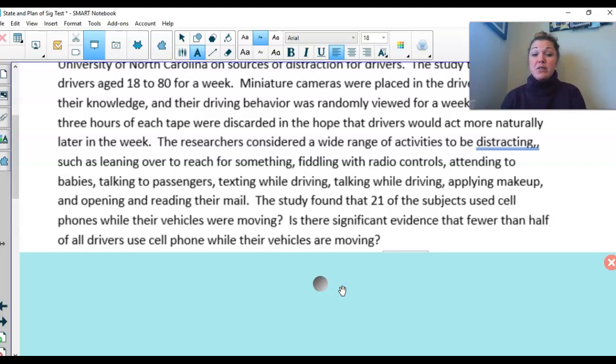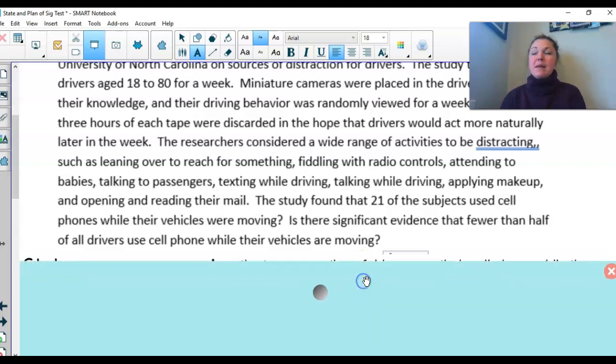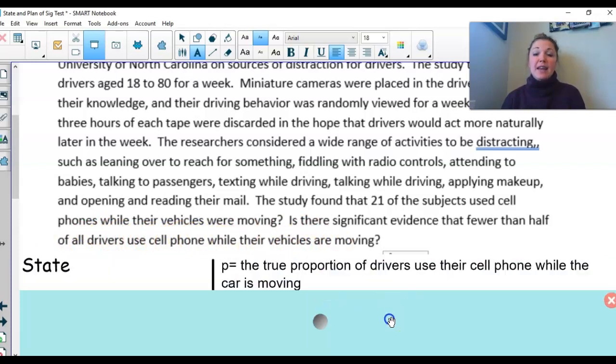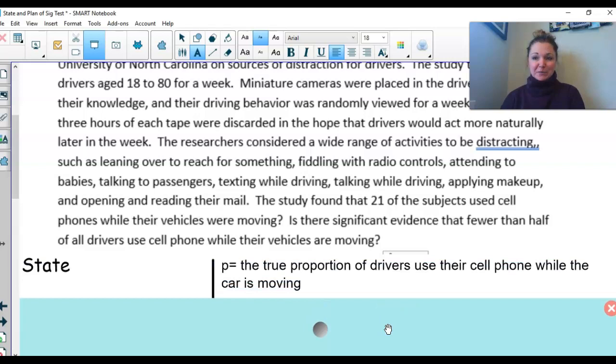Okay, so what we need to do is start with the state, what we learned yesterday: the 3 things, the P, the true proportion, the null hypothesis, and then the alternative hypothesis. Sometimes people struggle with, well, how do I know what that true proportion is? Again, remember, you just always go to the question that will usually give you some sort of indication. So what are we looking for? We're looking for the true proportion of what? Of drivers who use their cell phone while their vehicles are moving. So that is our parameter.